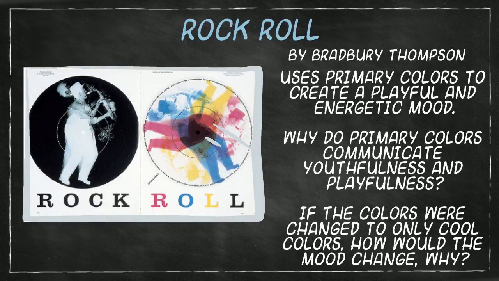Now you will take a turn to observe and analyze with Bradbury Thompson's graphic art piece, Rock Roll. In this piece, we see translucent, overlapped primary colors used. Generally, primary colors are used to create a youthful and playful mood. Why do they accomplish this? What would happen to the piece's message if the color scheme was changed to, say, cool colors? Why? Pause the video and see what other observations, inferences, and interpretations you can make about this piece.